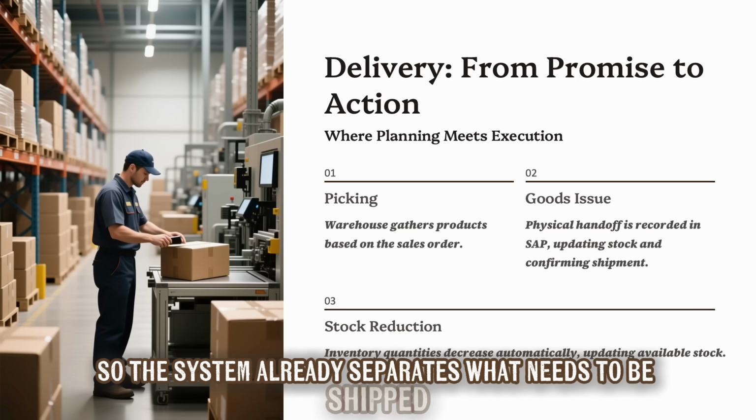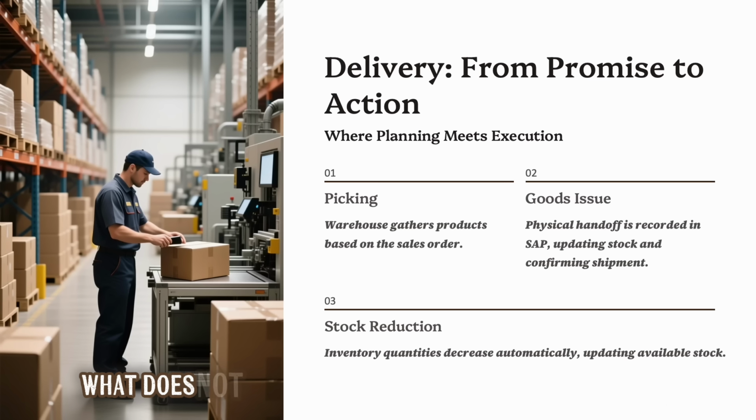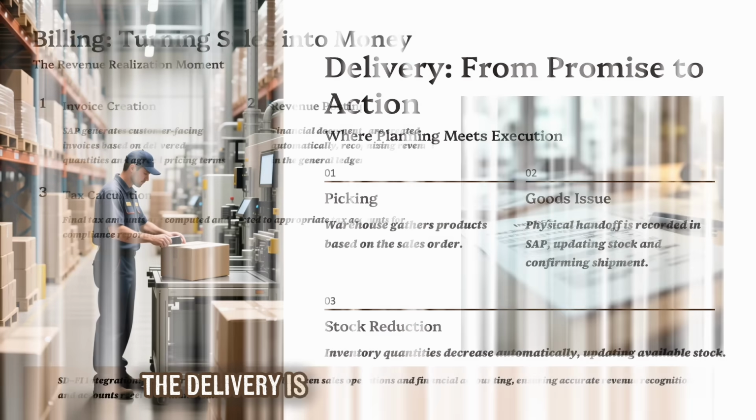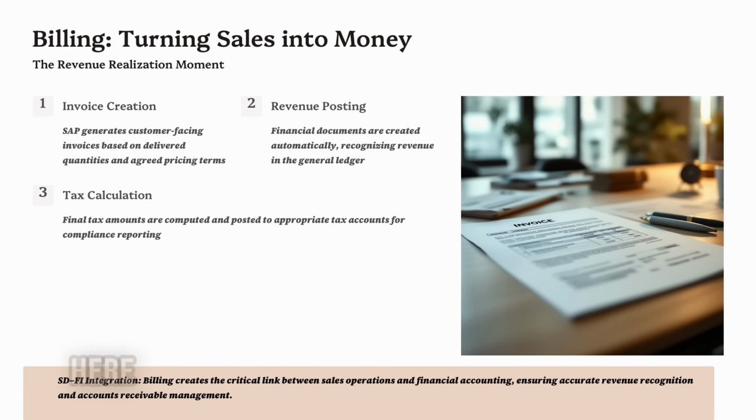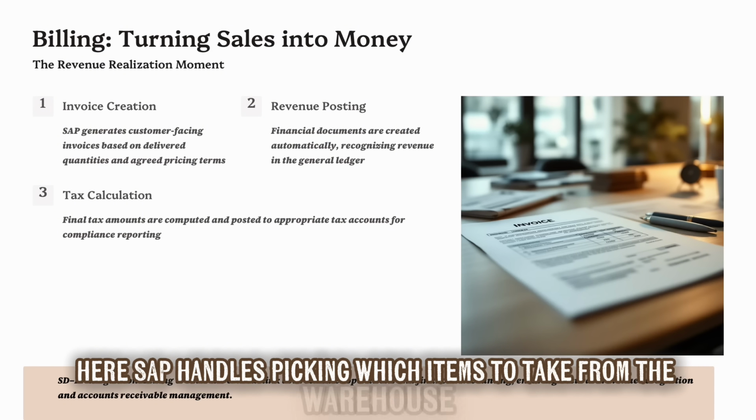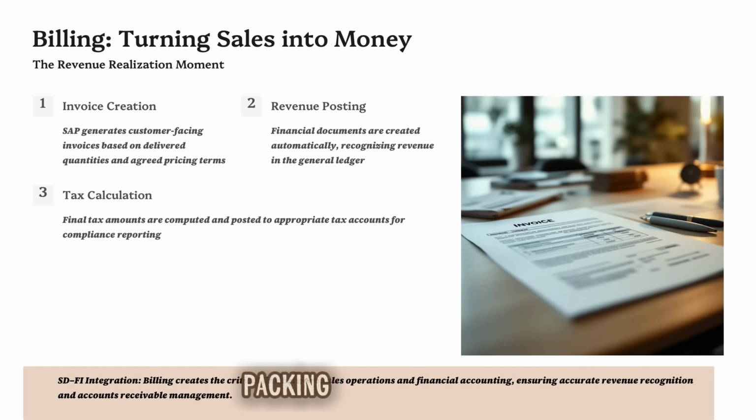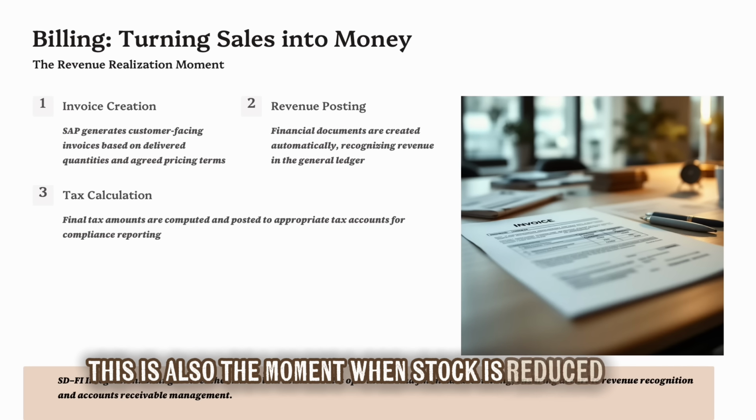What needs to be shipped? What does not? What happens in the delivery document? The delivery is where logistics takes over. Here, SAP handles picking, which items to take from the warehouse, packing, shipping details, goods issue. This is also the moment when stock is reduced.